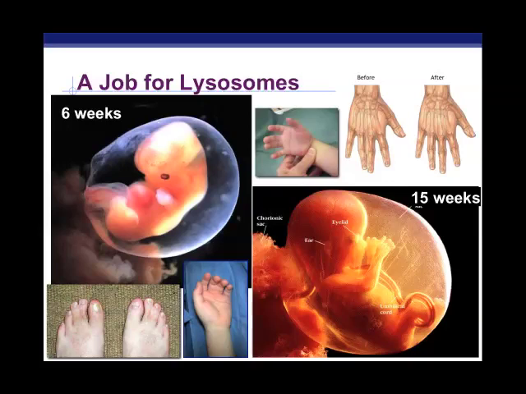If you look at the lower left, you can see that foot, the second and third toe didn't separate. And that would be due to a lysosome not doing their job. Also the hand, the third and fourth finger. And also at the top, both of those are showing the hand, the fingers that didn't separate. This is something that they can easily fix after the baby is born. But it's the job of lysosomes to break down that tissue.